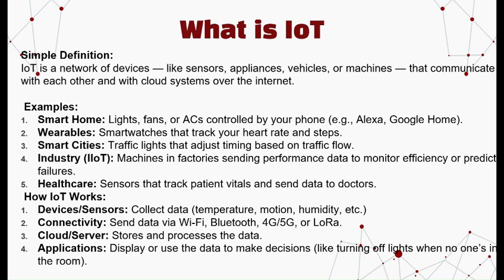How IoT works? So devices or sensors. The sensors collect data like temperature, motion, humidity, etc. Connectivity. We send data via Wi-Fi, Bluetooth, or LTE versions like 4G, 5G, or LoRa. The cloud server stores and processes the data, like Blynk, it's a cloud server. So applications display or use the data to make decisions like turning off when no one is in the room. So it is a user interface.